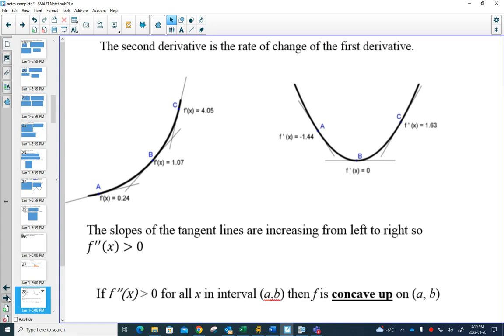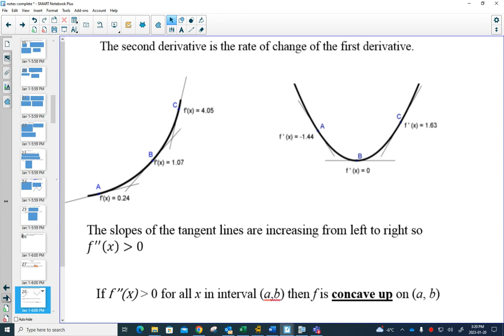If your first derivative is increasing, see how these slopes go from 0.24 to bigger, 1.07, to bigger, 4.05. All of these concave up ones, here the slope is negative, then it's 0, then it's positive. All of those tangents are increasing. Anytime tangents are increasing, you will get your curve being concave up.